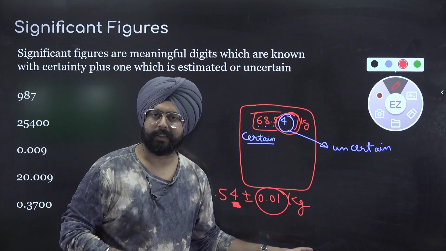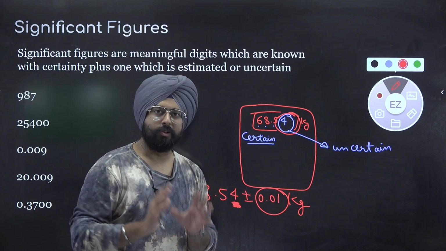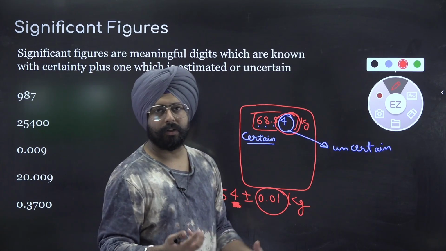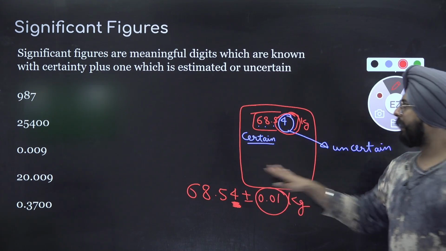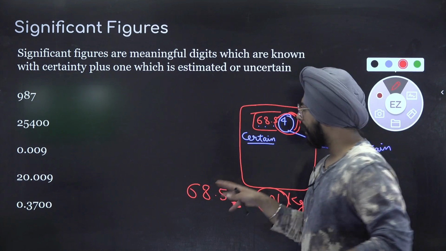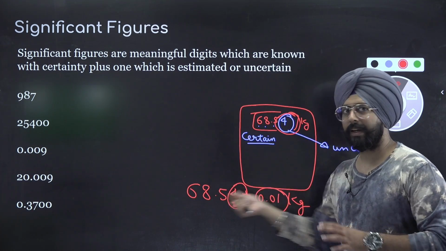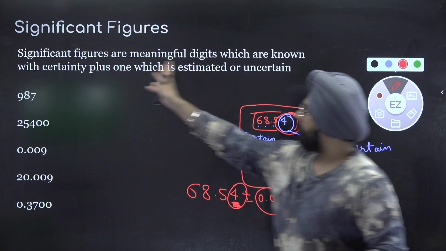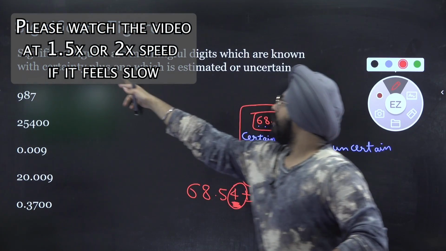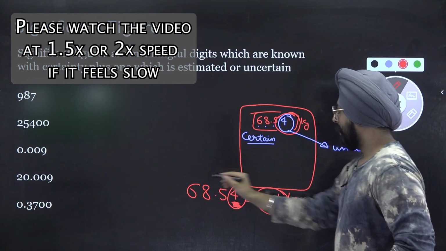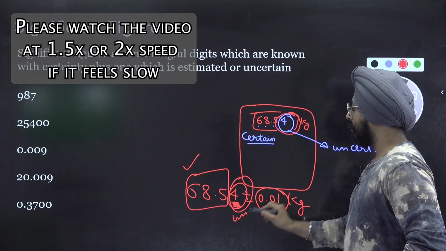No one will talk about this ever again, by the way. Okay? It's just mentioned in this chapter because you are practicing scientists and engineers and doctors. You should know about it. Right? Chalo. So ye idea hai significant digits ke baare mein. This is an idea regarding significant digits and how uncertainty is there in the last one. So significant figures are meaningful digits which are known with certainty plus one which is estimated or uncertain. Known with certainty, this one is a little uncertain.